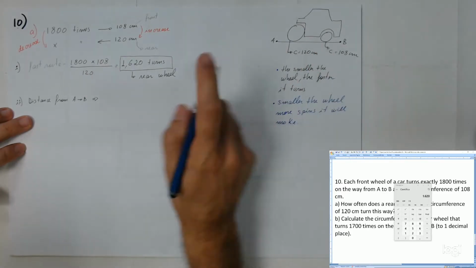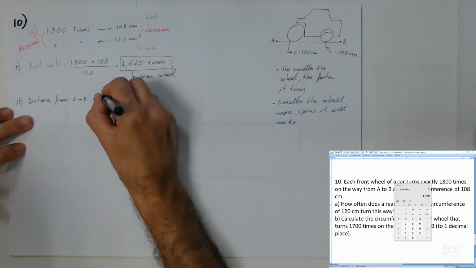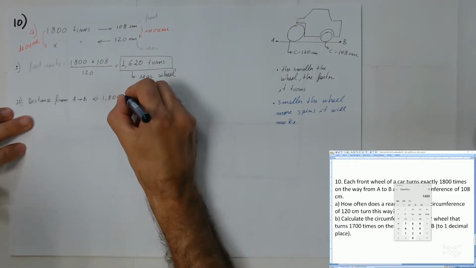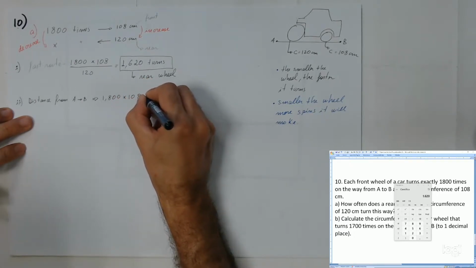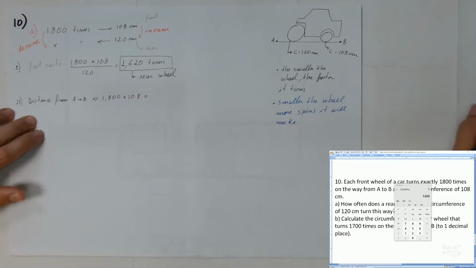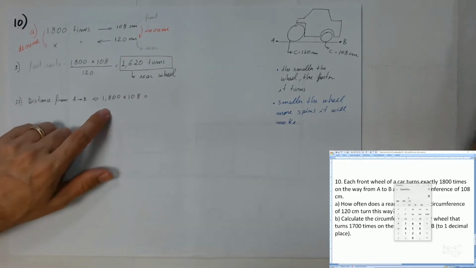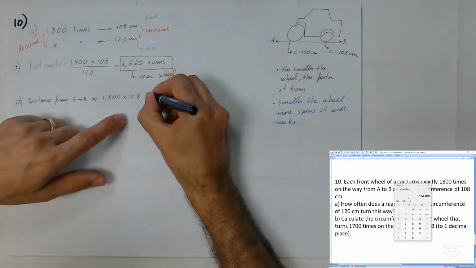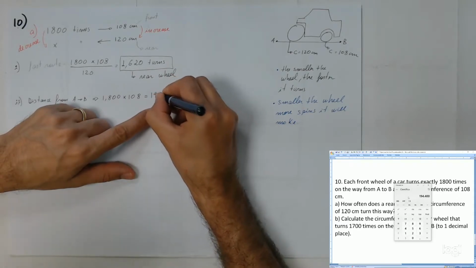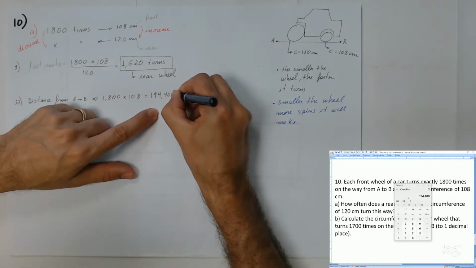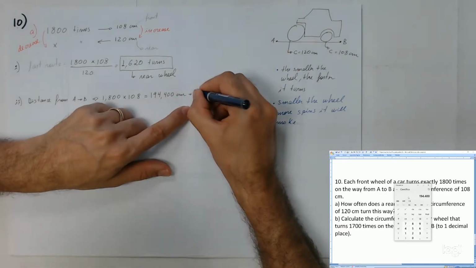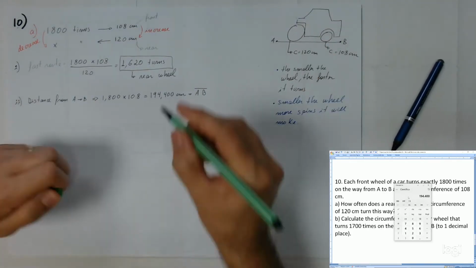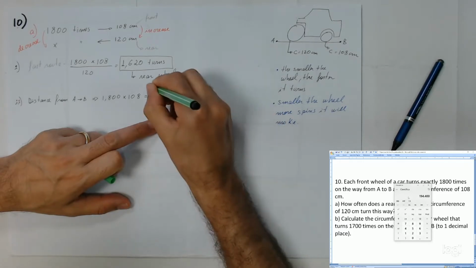We have the front wheel to make the math. The front wheel is going to turn 1,800 times, and each time it turns, it is going to walk through 108 centimeters. Now, what is this? 108 times 1,800: 194,400 centimeters. This is going to be the distance AB. Okay, so this is a partial value that we're going to need.